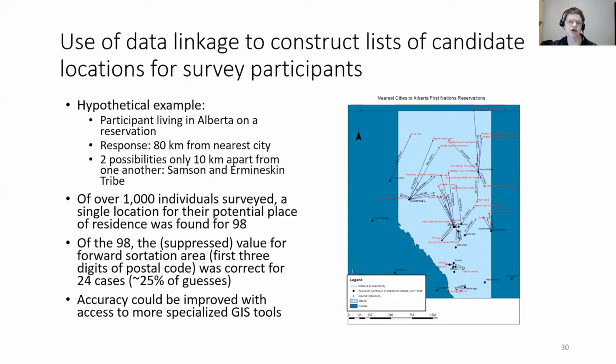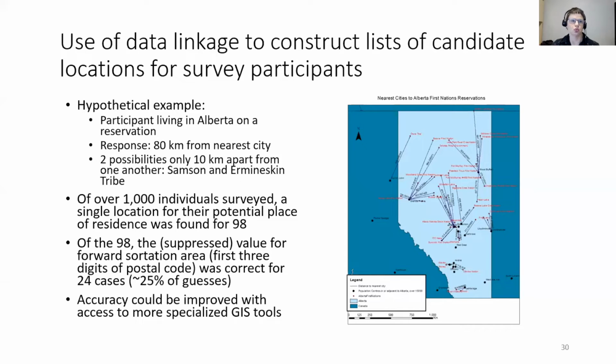And this was just doing a very rough penetration test using direct distances. We didn't go to the additional effort to determine driving distance, but that would have been a possibility. Of these 98 individuals, the suppressed value for the partial postal code, which we deleted from the released data set, showed that this guess was correct for 24 cases, or 25% of guesses. We could have increased this accuracy, I strongly suspect, with access to more specialized geospatial tools, but at that point we decided this penetration test had gone far enough.